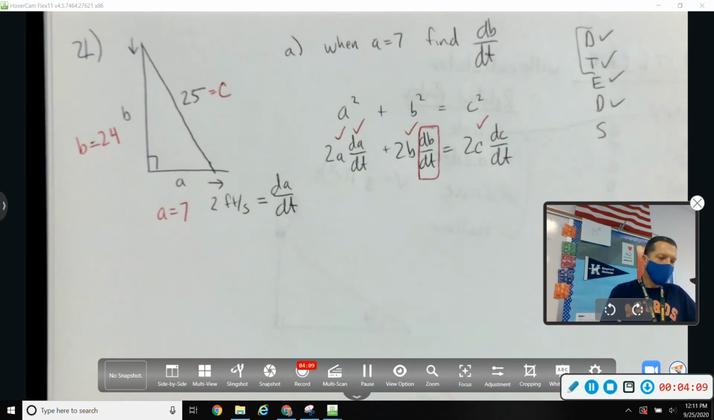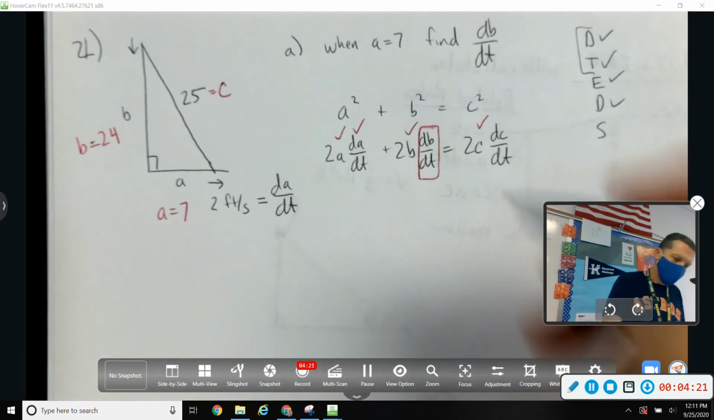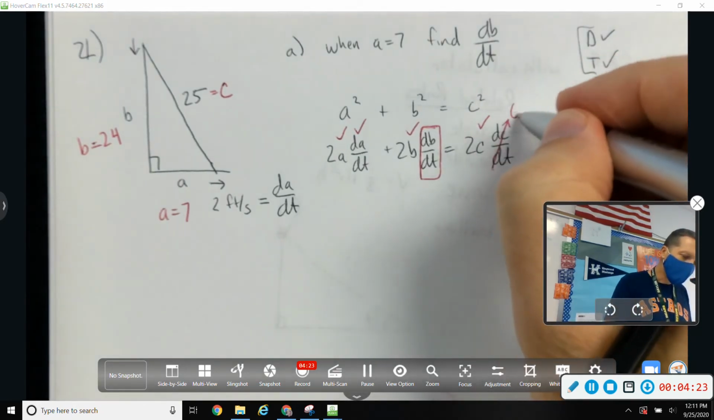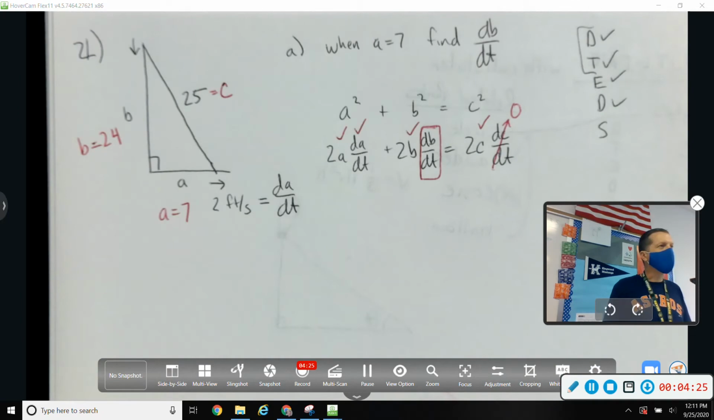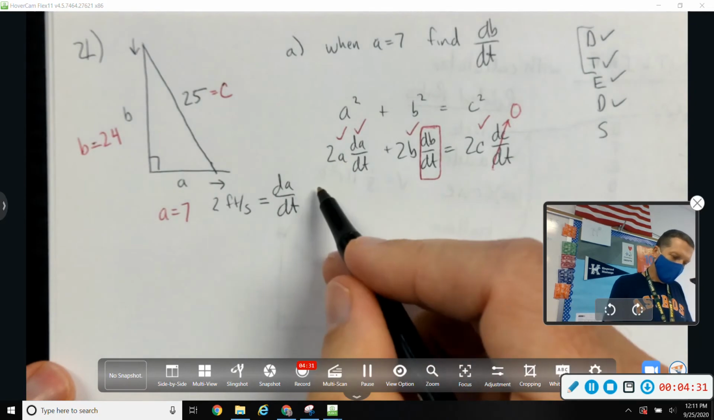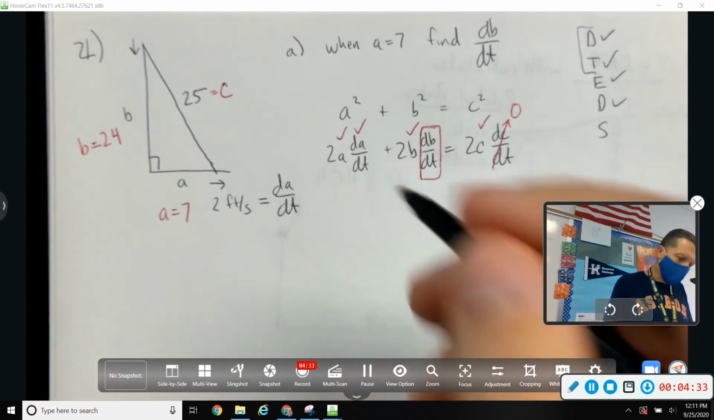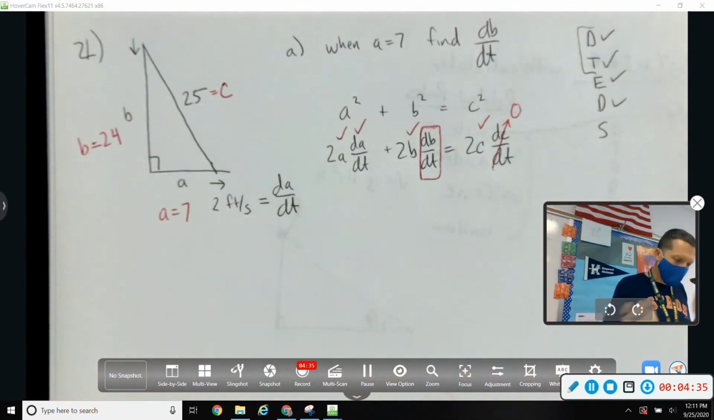We don't know dC dt, or at least we haven't said what it is, and they haven't told us what it is. What's dC dt? Why is it 0? It's not changing, it's a constant. So dC dt is 0 because it's a constant, it's not changing. All right, I could divide everybody by 2 first, or I could leave them in there. Doesn't matter.